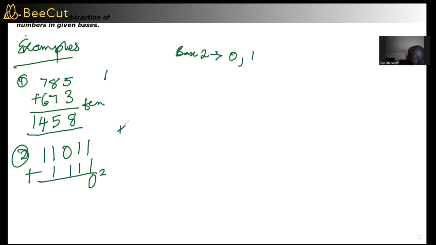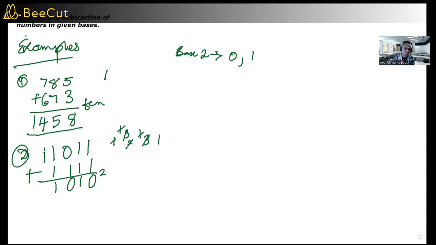Then the next level, 1 plus 1 is what? 2. Plus this one gives me 3. Can I write 3? No. So how many 2 is in 3? 1. Remainder 1. 0 plus 1 is 1. Plus the 1 I kept here, what do I have? 2. How many 2 is in 2? 1. Remainder 0. So what is 1 plus 1 here? 2. Plus the 1 here is 3. How many 2 in 3? 1. Remainder 1.